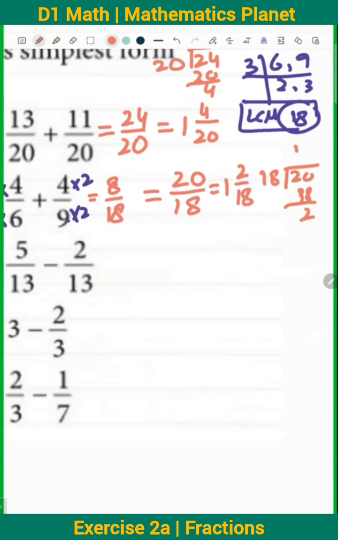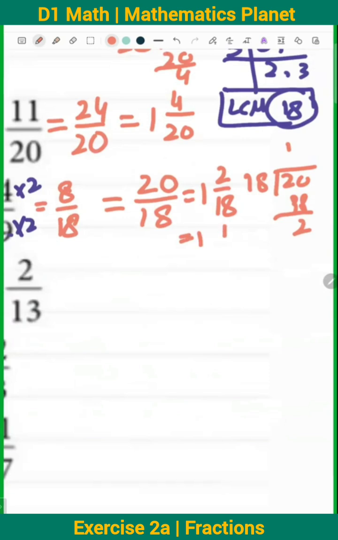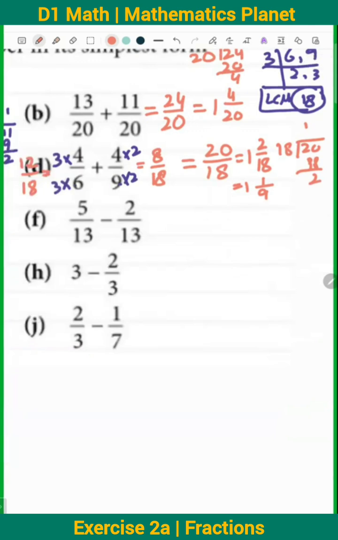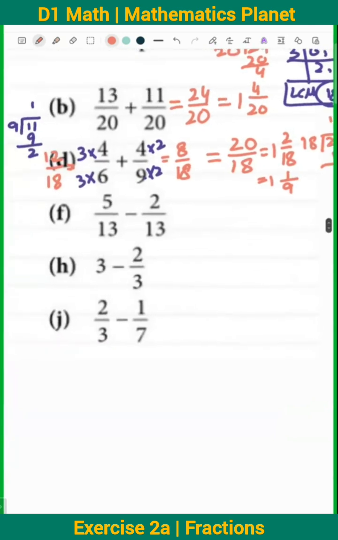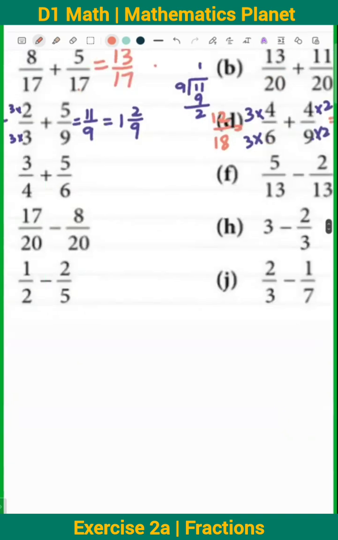Also you can simplify this. 1 whole, 2 times 1 is 2, 2 times 9 is 18, so you get 1 by 9. Got it? Yes. Okay. Is part D clear for everyone? Yes. Okay. So 4 and 6, again this is the same problem.